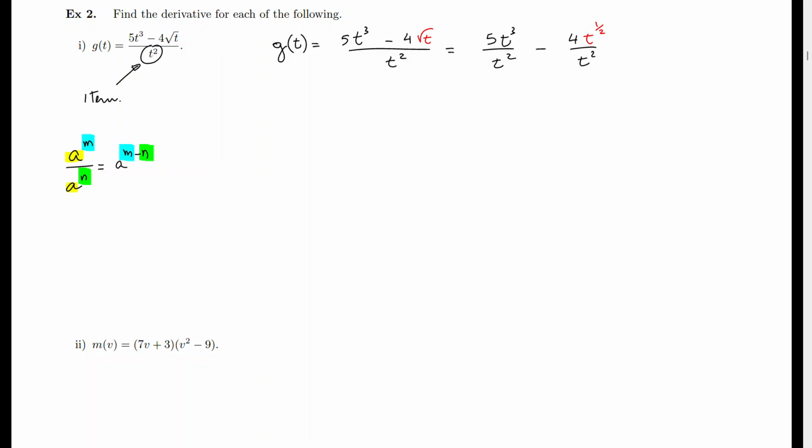So starting with the t cubed over t squared, that's the same thing as t to the 3 minus 2. So the power of the numerator goes first, and then the power of the denominator goes there, and 3 minus 2 is just 1. So the g of t in my problem is 5t to the power of 1 minus, I've got 4t to the 1/2 and then t to the power of 2.